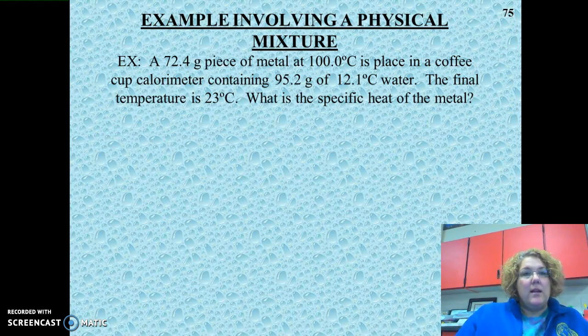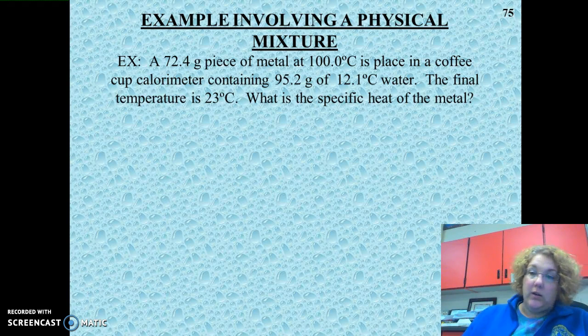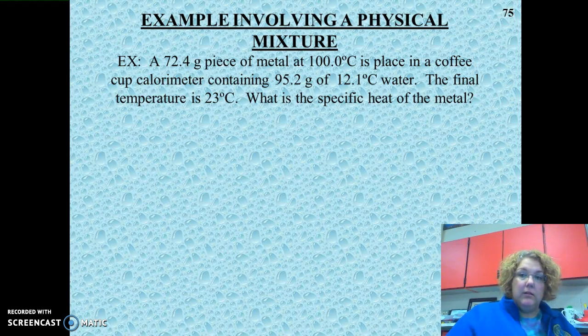Okay, so say we got a 72-gram piece of metal, and it's at 100 degrees Celsius. And we put it in a coffee cup that contains 95 grams of water. It's pretty cool at 12 degrees Celsius. What's going to happen there is quite quickly, the metal is going to cool off and it's going to lose heat. Where does all the heat go that came out of the metal? Well, into the water. And that's going to cause the water to go from 12 degrees up to 23 degrees.